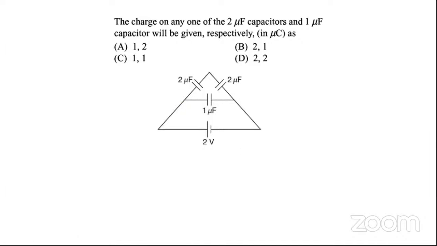The charge on any one of the two microfarad capacitors and one microfarad capacitor will be given as, like, these are written in pairs. All right, so the first number is the charge on the 2 microfarad capacitor and the second number is on the 1.